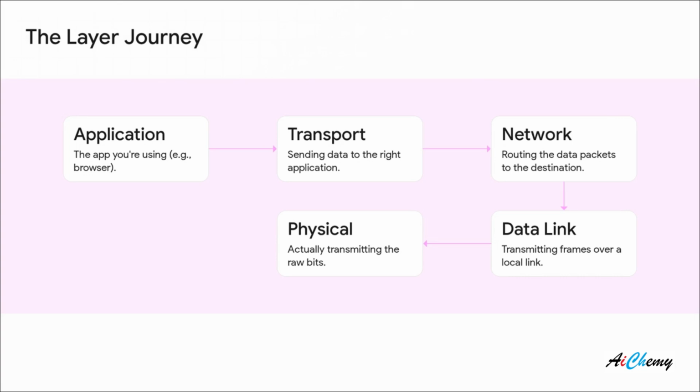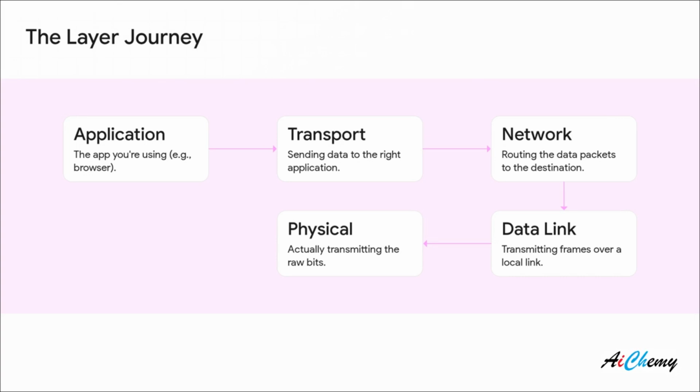It's all about layers. To handle all that complexity, networks break down the huge job of communication into a stack of smaller, manageable tasks. Each layer has one specific job to do, and it only has to worry about the layer directly above and below it. So picture this. As your data leaves your computer, it travels down this stack.